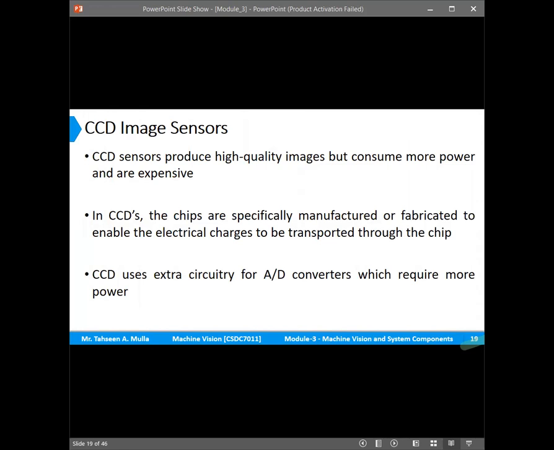There we have seen some of the comparisons between these two. These sensors produce high quality images. The moment we say that it is having a high quality, it requires more power, so it consumes more power and are a little bit expensive. Whereas in CCDs, the chips are specifically manufactured or fabricated to enable the electrical charges to be transported to the chip. Here, if we are having some high quality, we need extra circuitry for the conversion of analog to digital, which again will require more power, right? And compared to CMOS, these are more expensive.